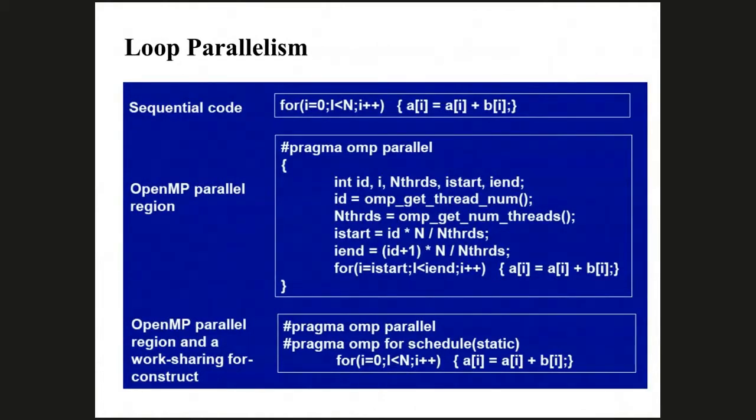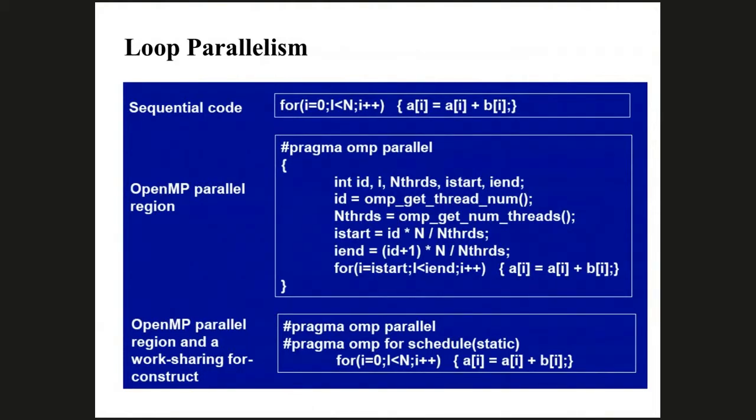So for loop parallelism, we all know it's just straightforward. If we have a simple sequential code, with a for loop for example, we can use something as simple as a parallel directive. So let's basically open a team of threads. And we know we can always call the library function to get the thread ID and the number of threads in the team.